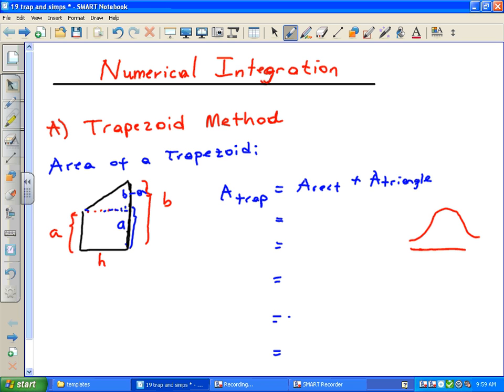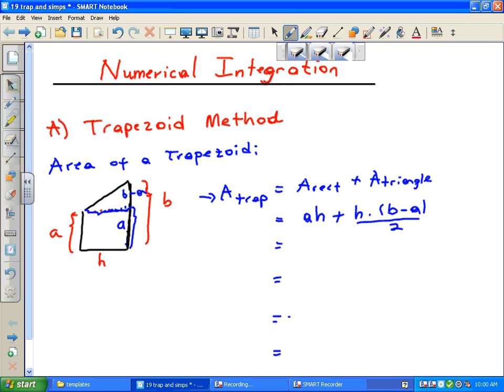Now the area of the trapezoid equals the area of the rectangle plus the area of the triangle. Now what is the area of the rectangle on that picture? A times H. And what about the area of the triangle? Triangle is base times height over 2, right? The base of this triangle is H units. The height of this triangle is B minus A units. And you have to divide everything by 2 for the triangle, base times height over 2.